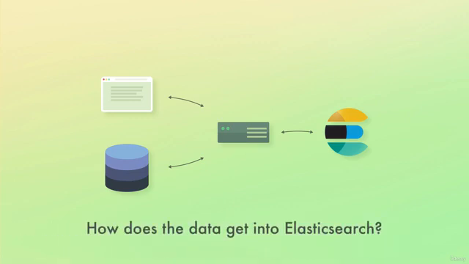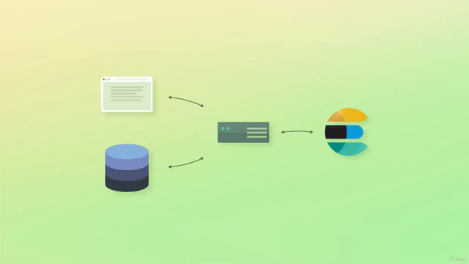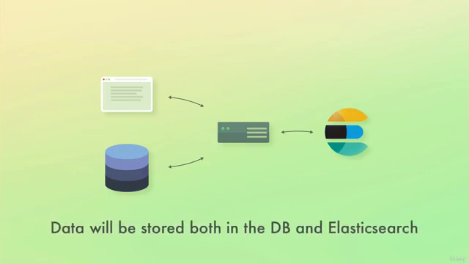But how do we get data into Elasticsearch in the first place, and how do we keep it updated? Whenever a new product is added or updated, we should add or update the product within Elasticsearch too, apart from within the database. So essentially we'll duplicate some of our data. That might sound like a bad idea, but I'll get back to why this is actually the best approach.